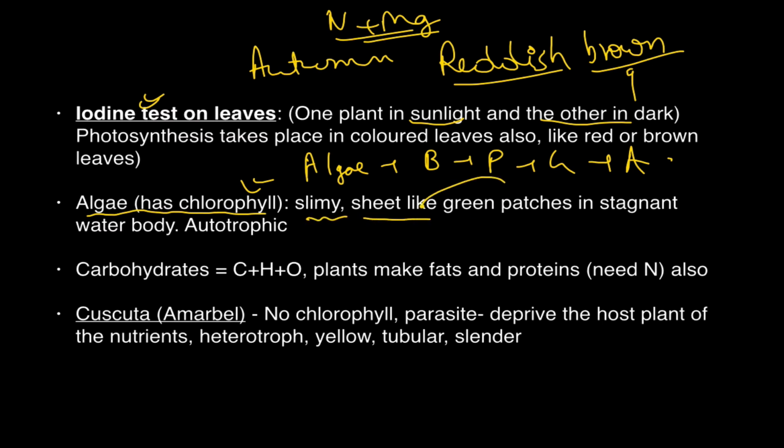Slimy sheet like green patches देखा होगा pond में. You know what algae is. You slip on them quite often near any water body, especially a stagnant water body. Obviously they are autotrophic.